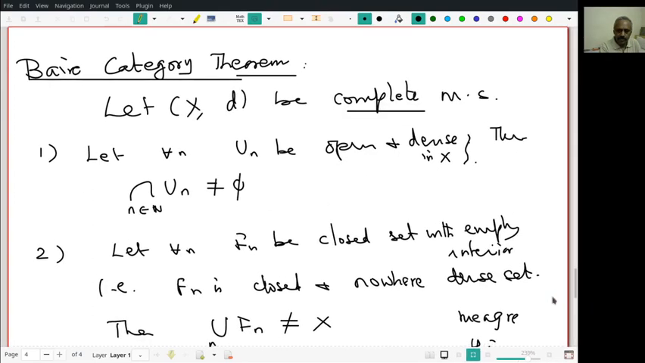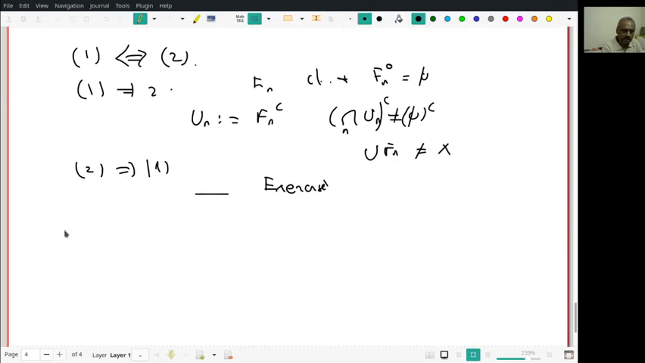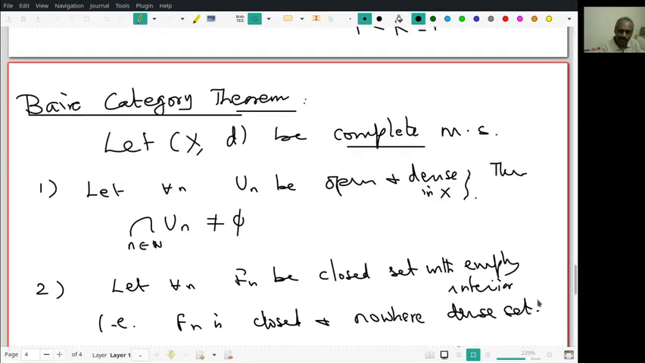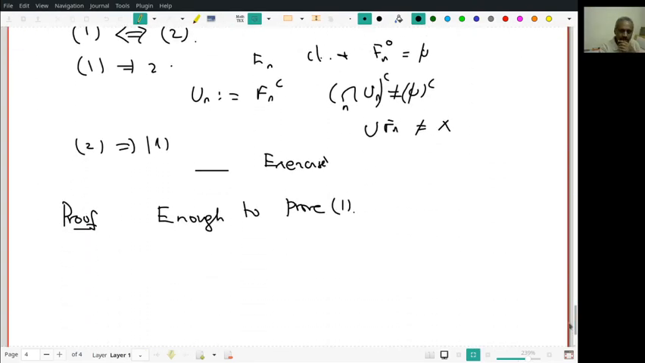So now we want to prove this. We will prove version 1; it's enough to prove version 1. When we want to prove 1, something very interesting is going to happen. What are we supposed to show? You are given U_n to be a countable collection of open dense sets, and you want to prove their intersection is not empty. What we are actually going to prove is something fantastic: the intersection is dense. It may not be open, but it is dense. So try to understand.